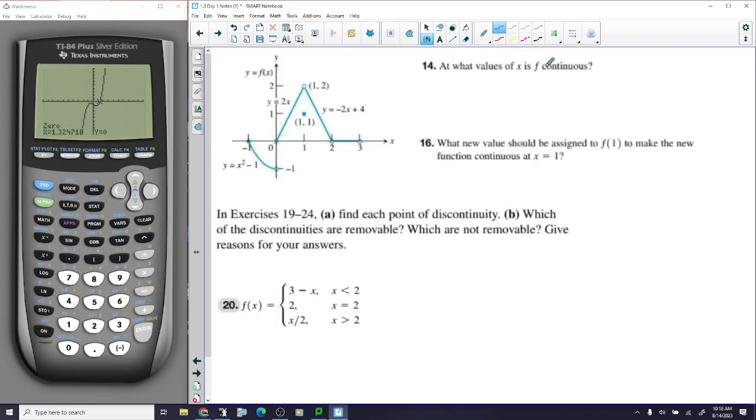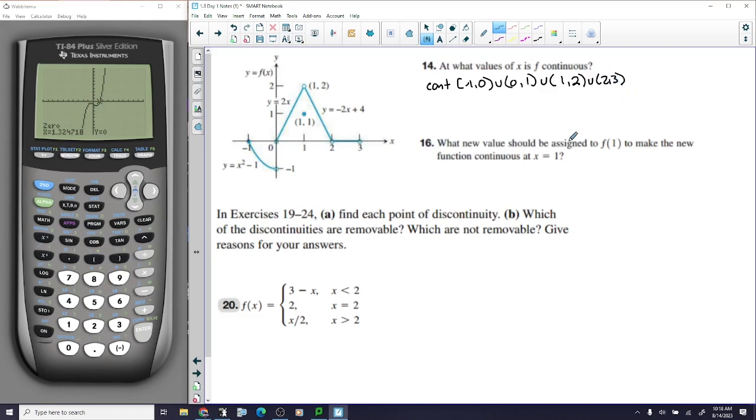At what values of x is f continuous? So continuous on -1 to 0, don't include 0. 0 to 1, it's continuous. There's a discontinuity at 1. And then 1 to 2, don't include 2. And 2 to 3, don't include 3.